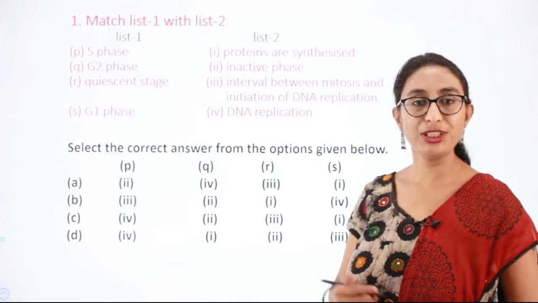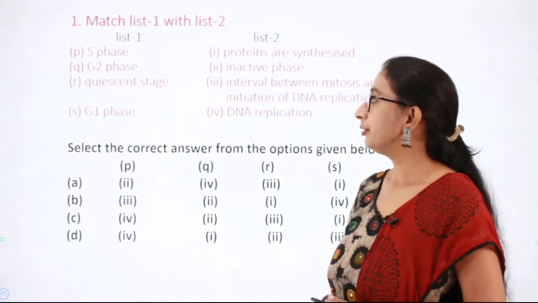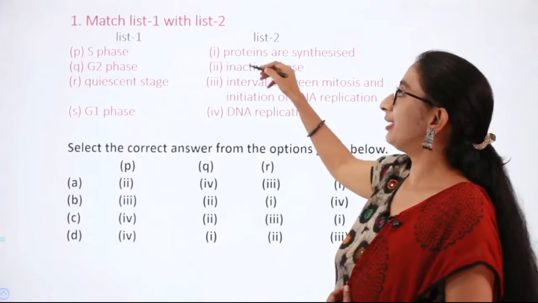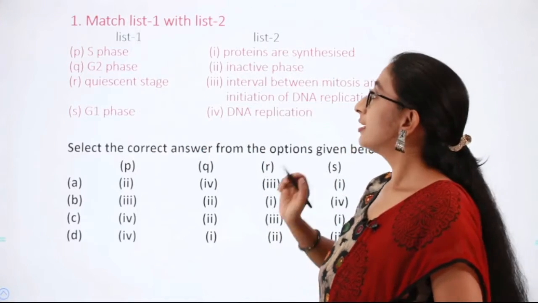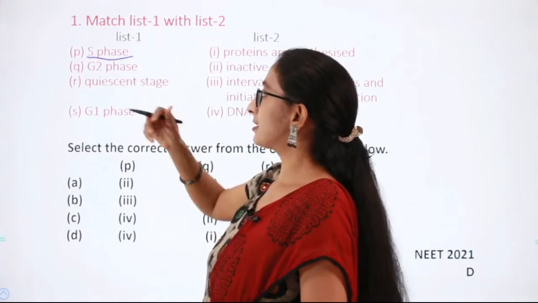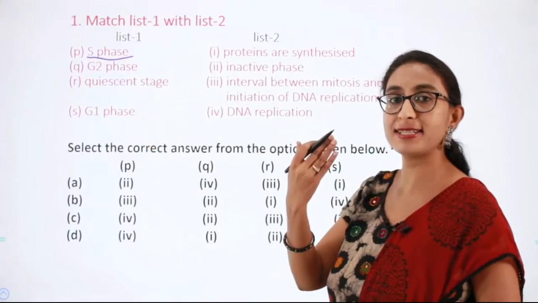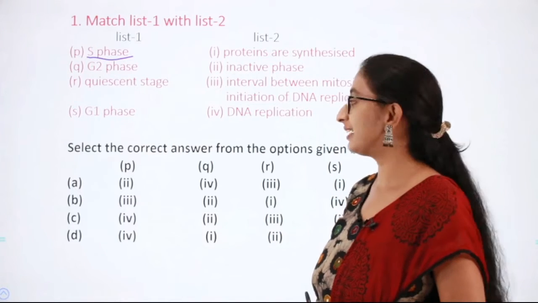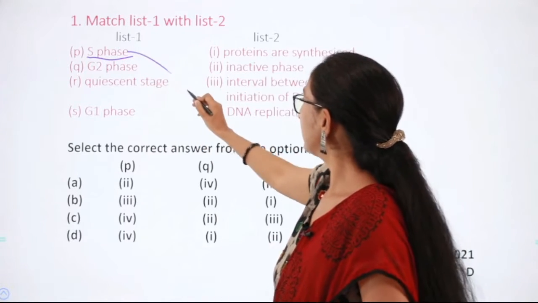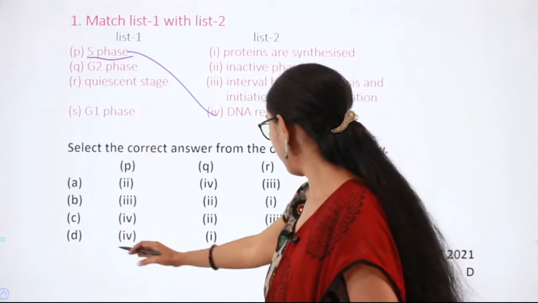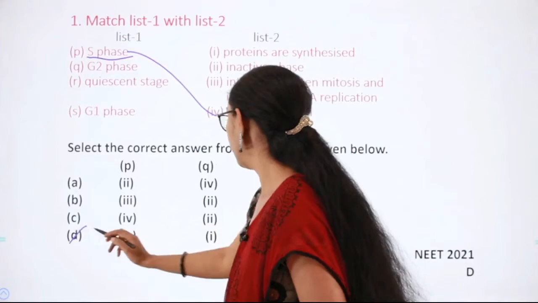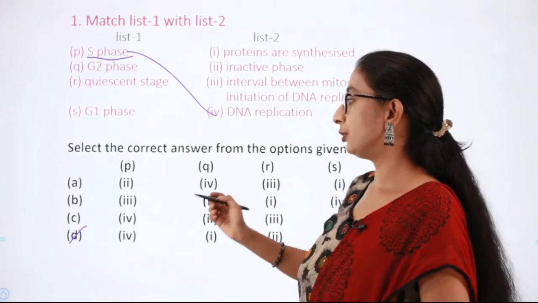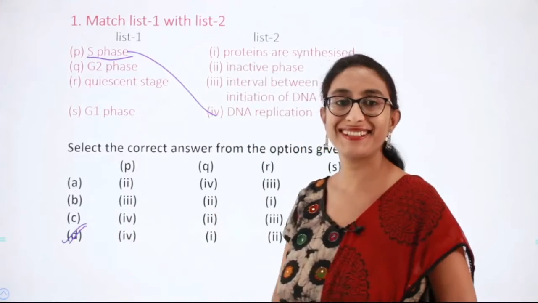Match list 1 with list 2. So here they have given the list of different stages of the cell cycle and what are the activities which happen during each of these stages. So first take S phase. What happens during S phase? DNA replication happens during S phase, isn't it? So this is the correct match. So check in the answer options. If you see D, where it is matching properly. So D is the right answer option.